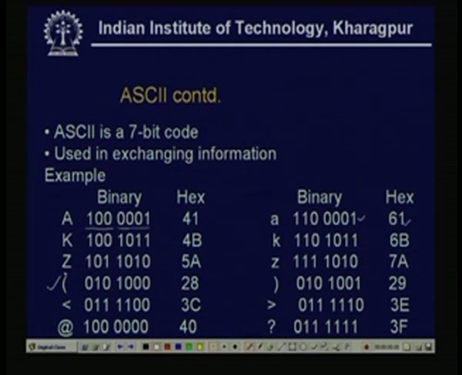This opening parenthesis is given by these 7-bit binary values and the hex is 28. The closing parenthesis is similarly defined by these 7-bit numbers and the hex value is 29. If it is an operator, say less than or greater than, then it also has some ASCII code, in 7-bit binary or hex. Say the at-the-rate symbol: this is the 7-bit code and the hex code is 40. Similarly, the ASCII code of the question mark is 3F.